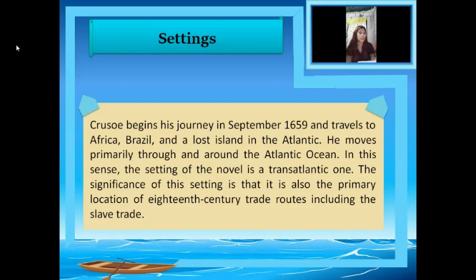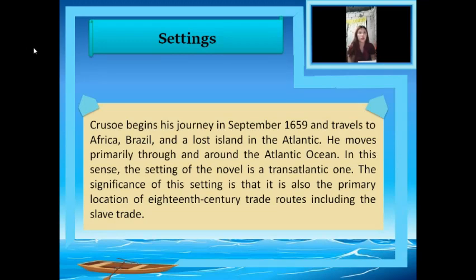In this sense, the setting of the novel is a transatlantic one. The significance of this setting is that it's also the primary location of 18th century trade routes, including the slave trade.